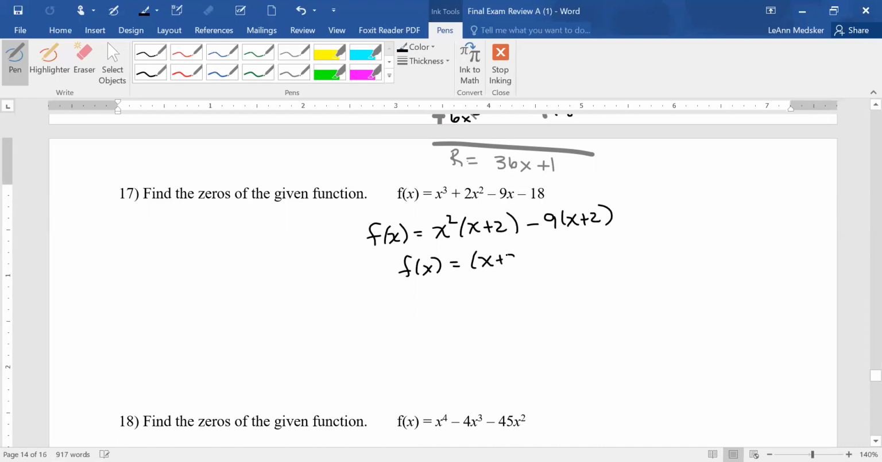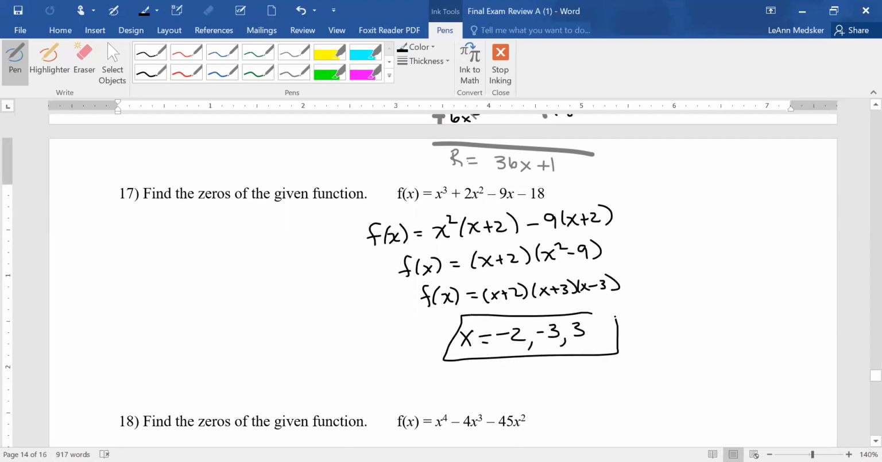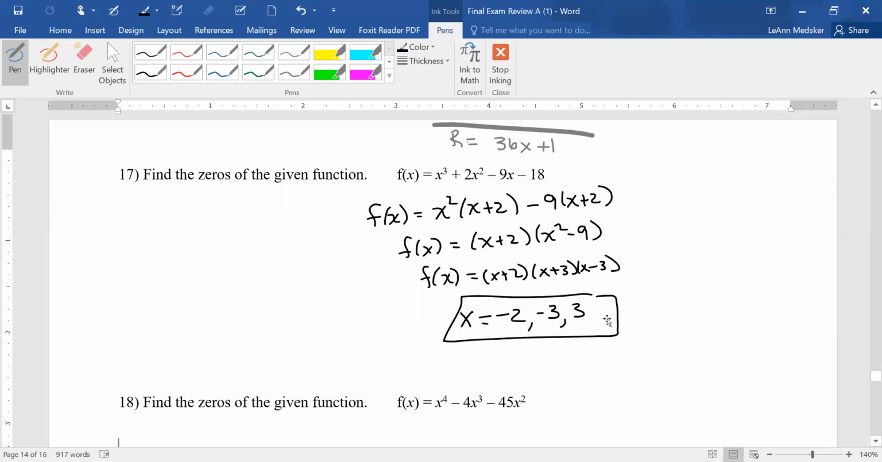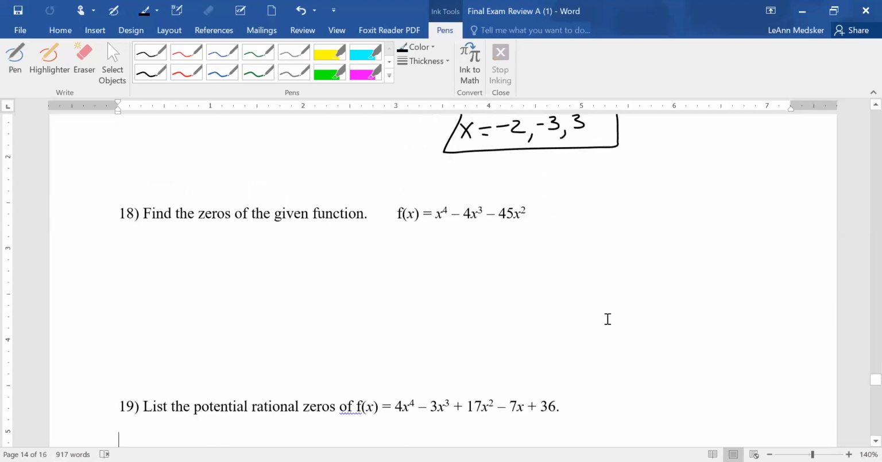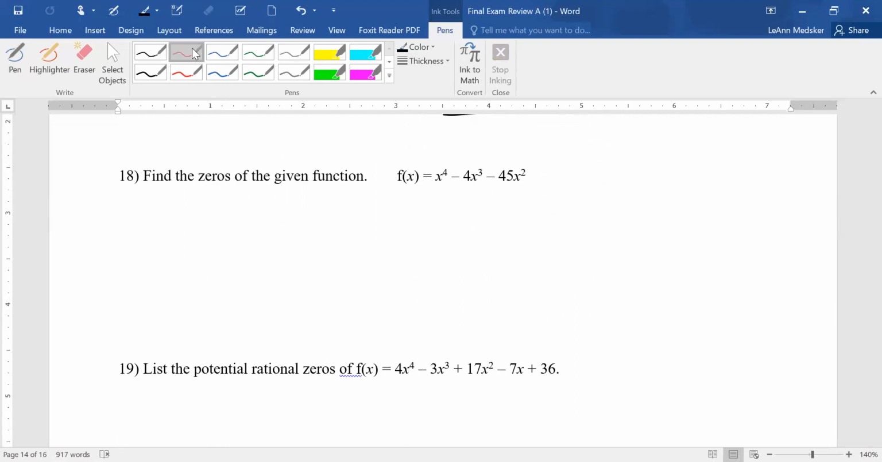So we have an x plus 2 and an x squared minus 9. Then we would have x plus 2, x plus 3, x minus 3, because that's perfect squares with a difference. So then we just get 3 nice answers. This is -2, -3, and 3. So there are my zeros. Let's look at 18. It may also be factorable. We just need to check. If not, we'll use our rational root theorem.